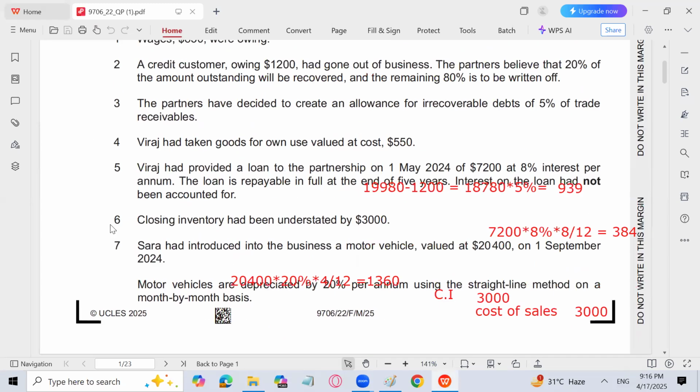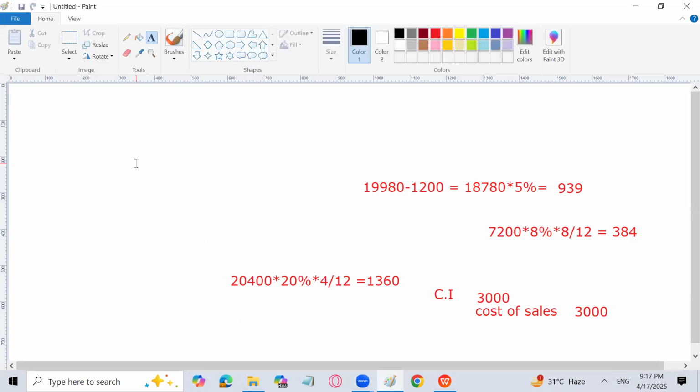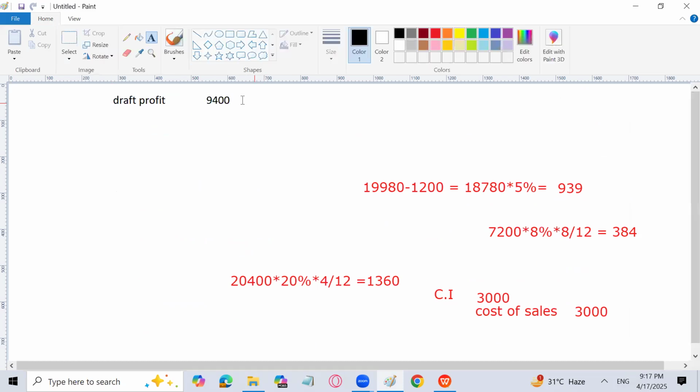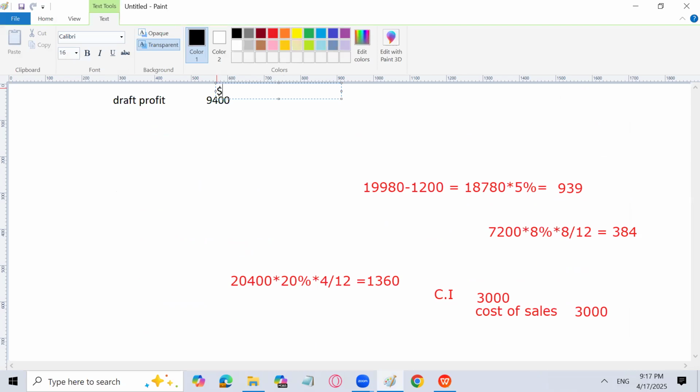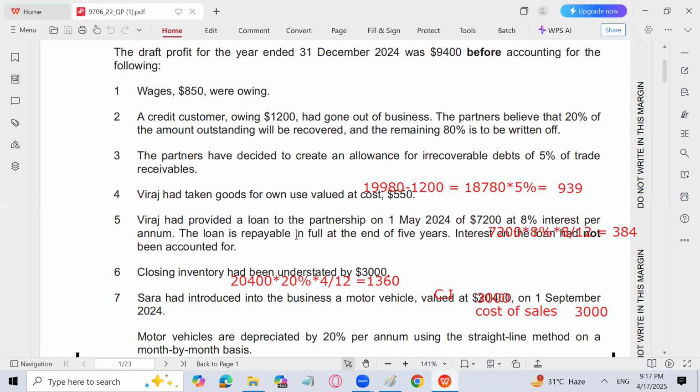Calculate the revised profit for the year. So let's do that. The draft profit for the year given is 9,400. So I will write here. Draft profit is 9,400, which needs to be adjusted because some transactions have not been recorded and adjusted in the profit. First is wages 850 were owing. Owing means what we are going to do. Let me show you over here.